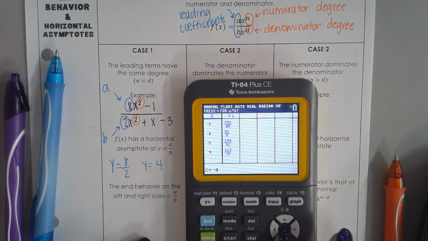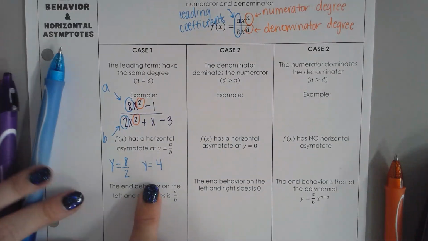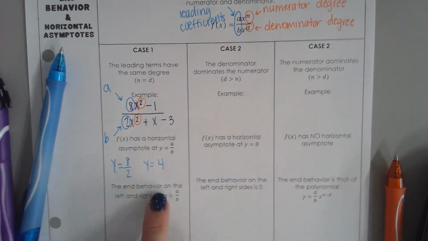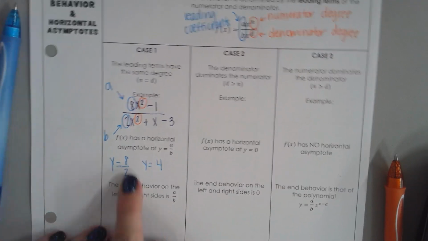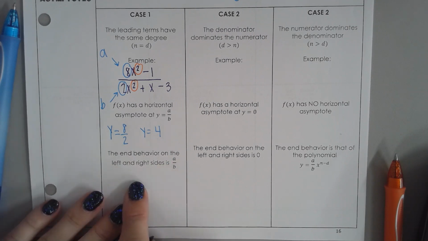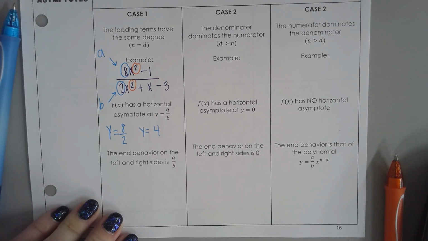So you'll never see a 4 there. So that also tells us about the end behavior. If you have a horizontal asymptote at y equals 4, then your end behavior, your limits, are going to be equal to 4. So our end behavior on rational functions are not going to be either positive or negative infinity.